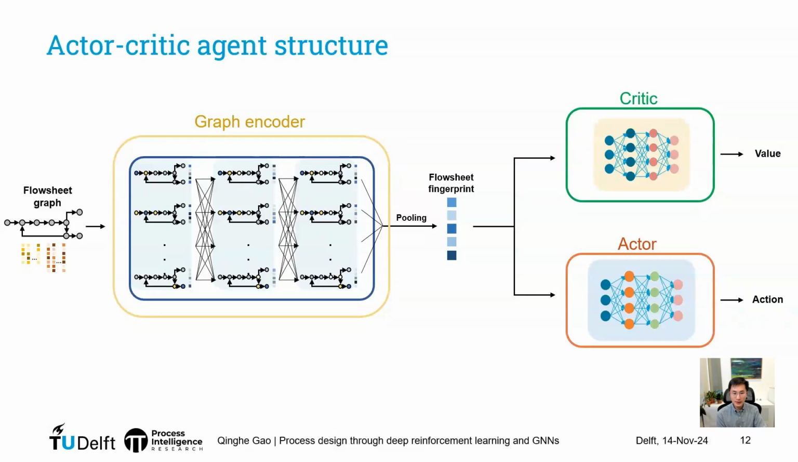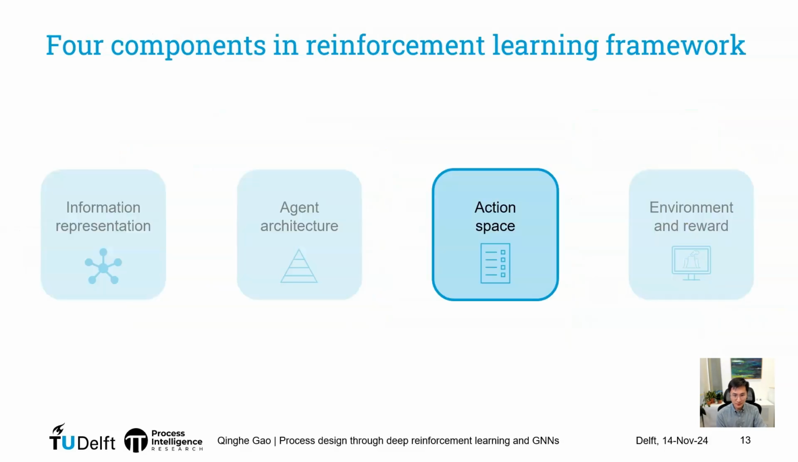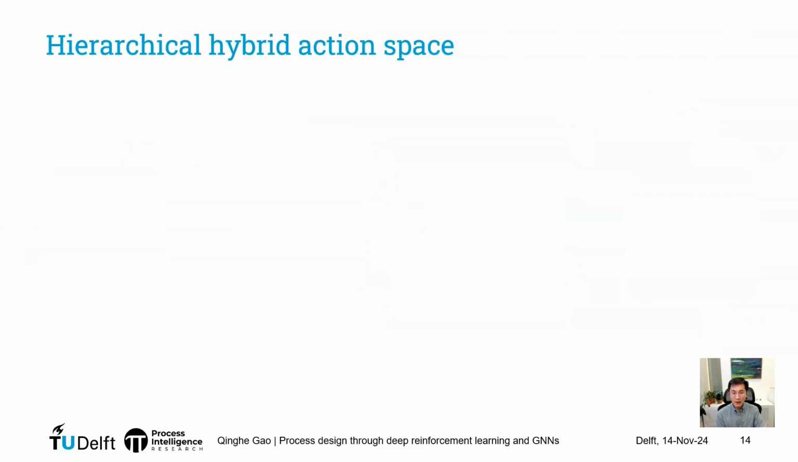Importantly, process design is quite a complicated task, so there are many decisions we need to make, which means there are many actions we need to design for this architecture. So how can we design our action space? Here we utilize a hierarchical hybrid action space.